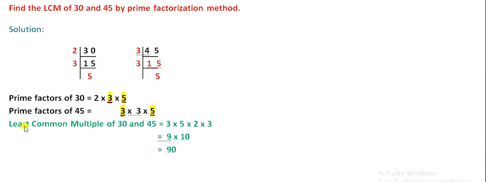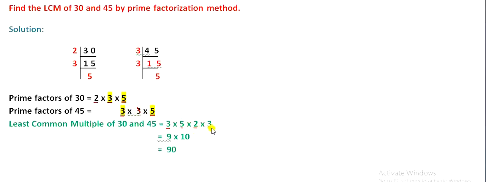Since we need to write the least common multiple of 30 and 45 equals to, first we will write the common factors. 3 is common, we wrote this 3. 5 is also common, we wrote 5. Next we need to write the non-common primes. Non-common, we have a 2, we wrote this 2 here. We have this 3 also, we wrote this 3 here.